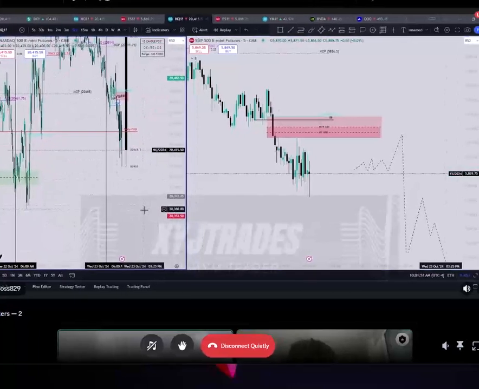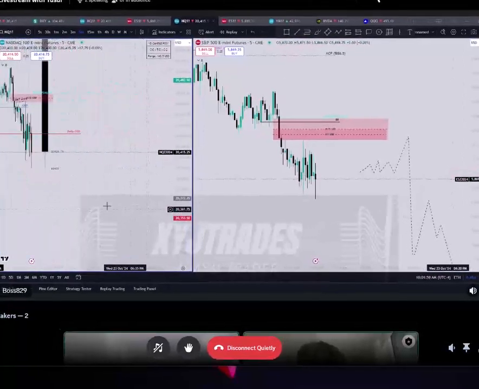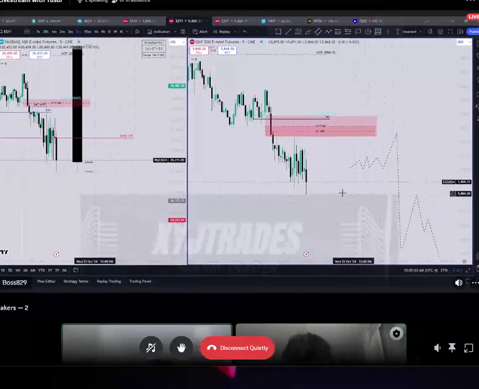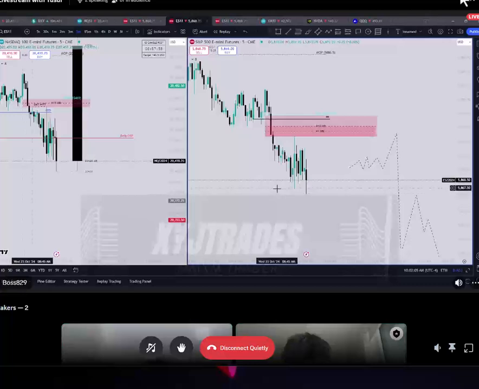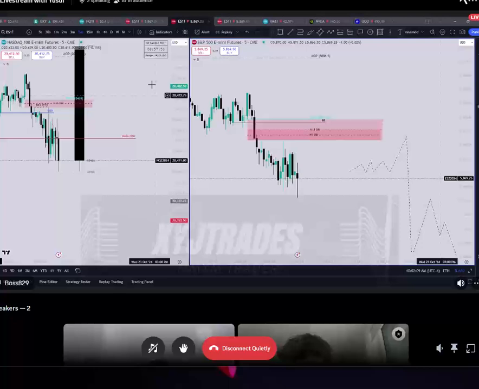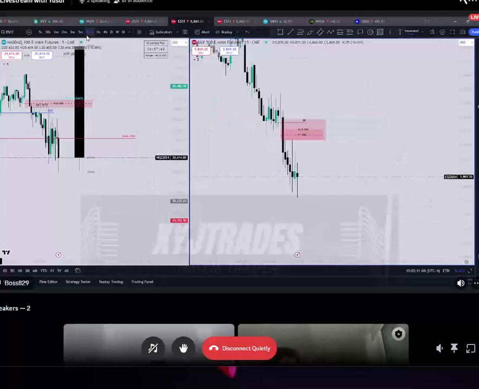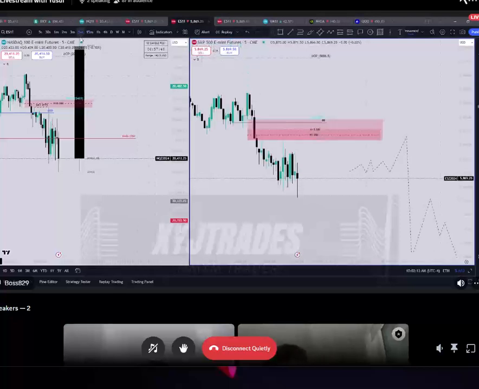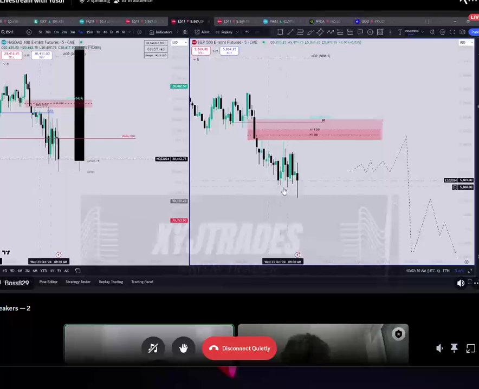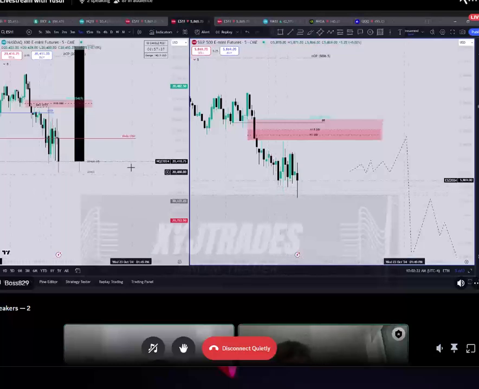What are we, 70 points away from it? That's very close. Could just be another AM consolidation, and then we get the move.